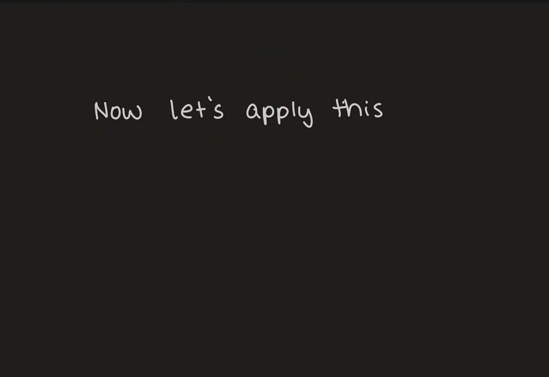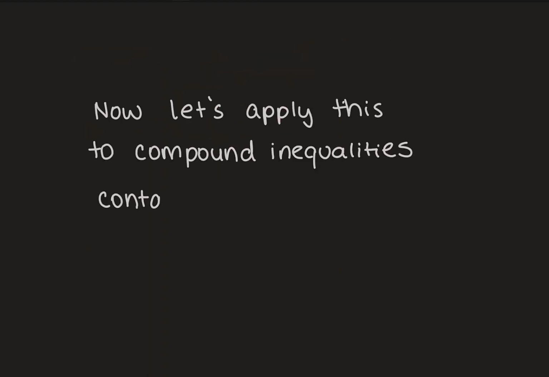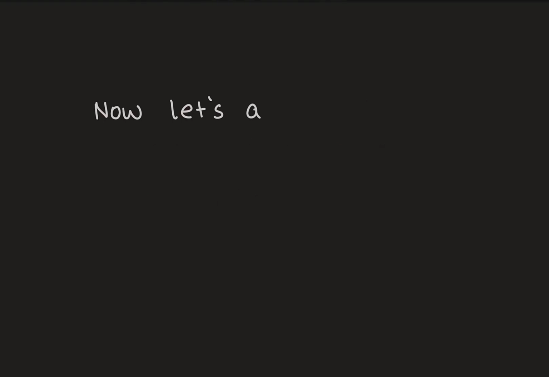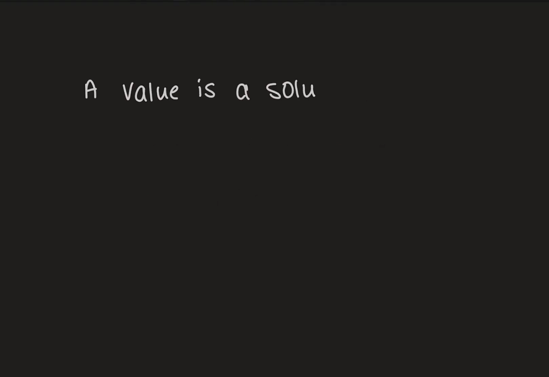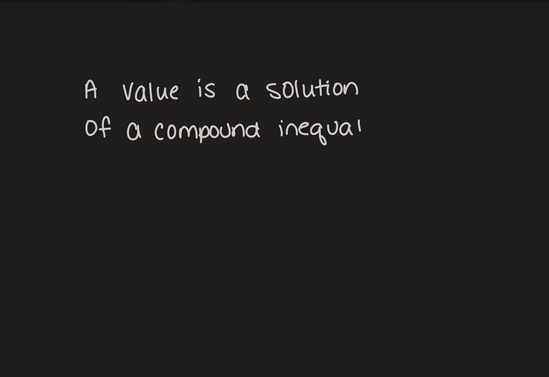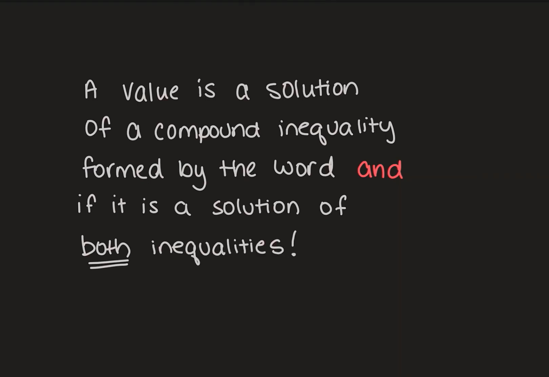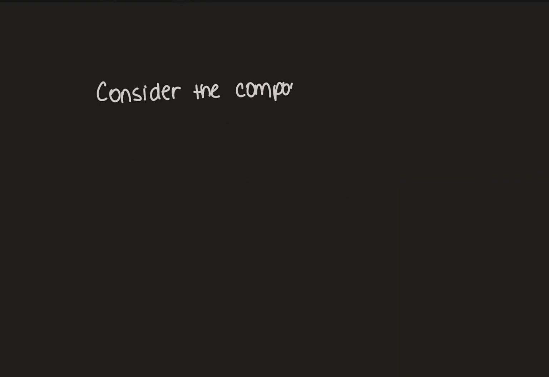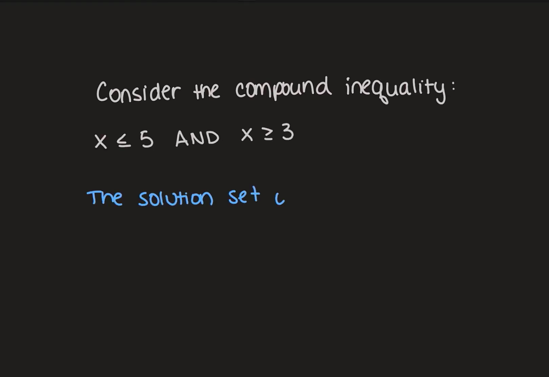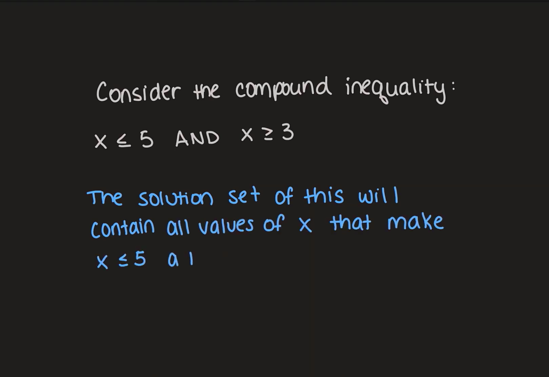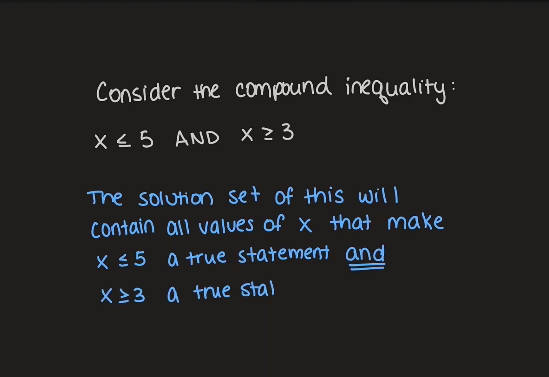Now let's apply this to compound inequalities containing the word "and". A value is a solution of a compound inequality formed by the word "and" if it is a solution to both inequalities. Let's consider the following compound inequality. The solution set of this will contain all values of x that make x ≤ 5 a true statement, and x ≥ 3 a true statement.